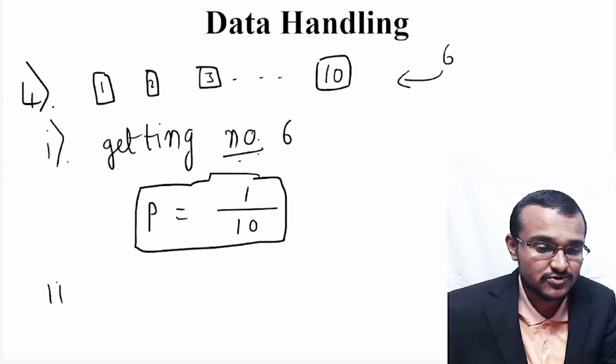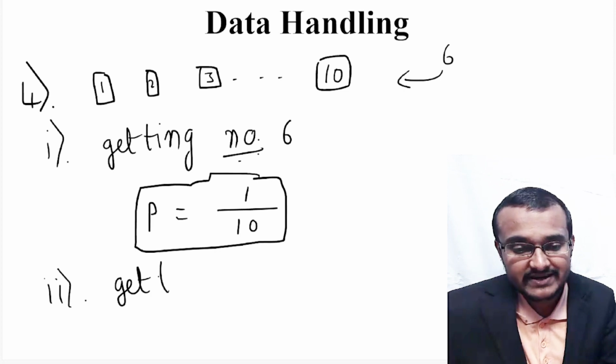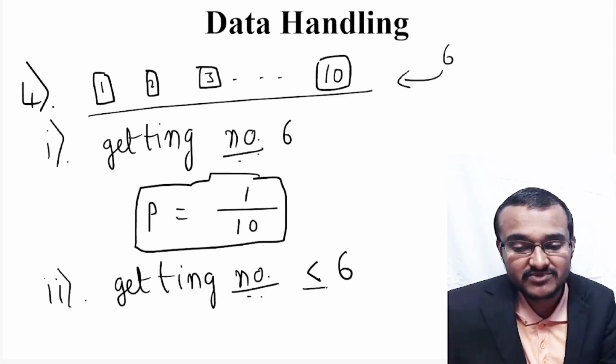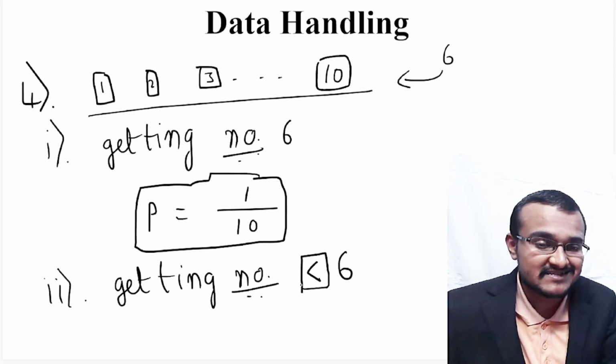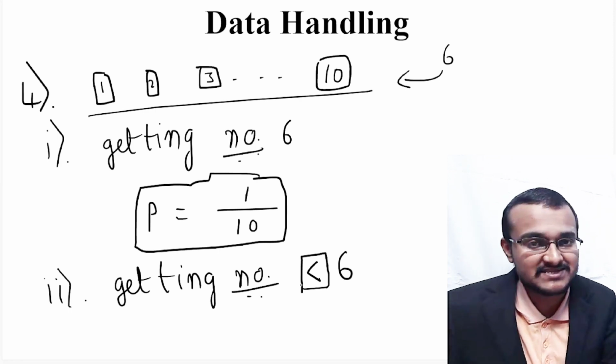Coming to the second question, they have asked for getting a number less than 6. This is the symbol for less than. So how many numbers are there less than 6 in 1 to 10? 1 to 5 is less than 6.